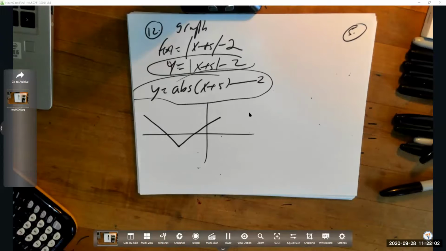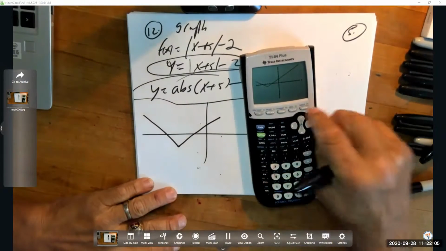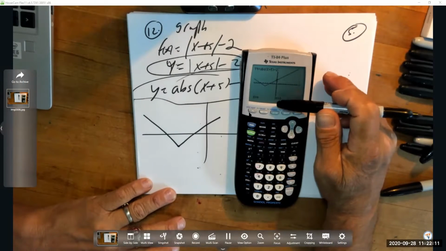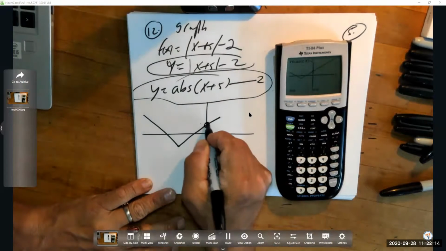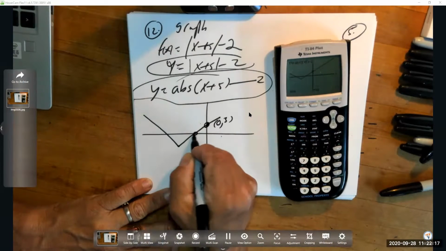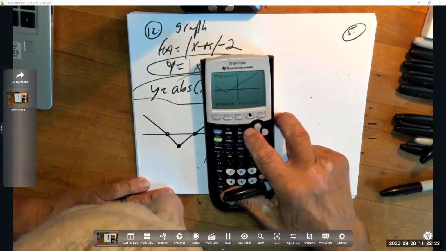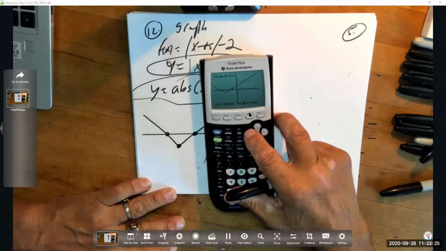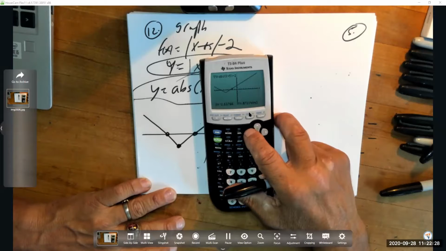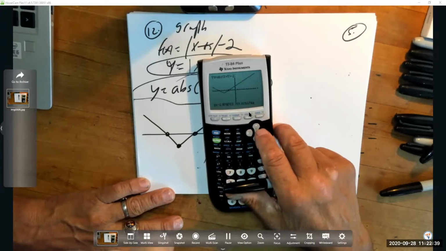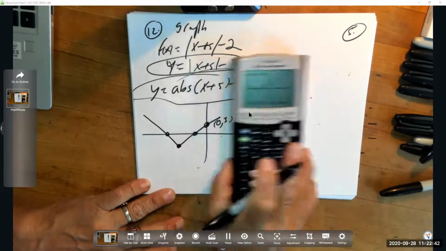Yes? Okay, so I'm gonna do a trace on mine. Trace, and I'm gonna get the numbers. Okay, so this one is 0, 3 up here. So I'm just gonna put a dot right there. 0, 3. And then this one here, and this one here, and you find those. Let's go left. And that one looks like it's -3. Is it? Yeah, it's pretty close to -3. -3, 0. I'm gonna put that in there.